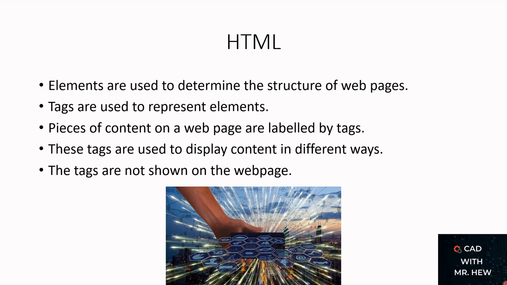We're still looking at HTML and we're now looking at elements. Elements are used to determine the structure of web pages. Tags are used to represent elements. Pieces of content on a web page are labeled by tags. These tags are used to represent content in different ways on the web page. Tags are not shown on the web page.